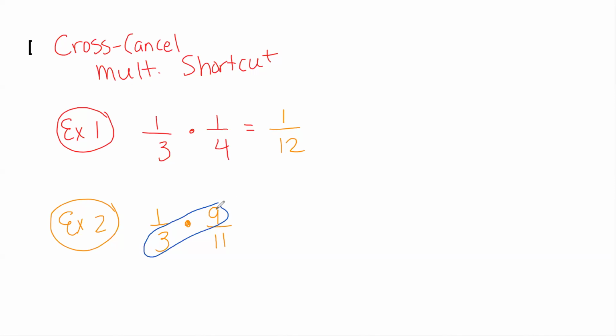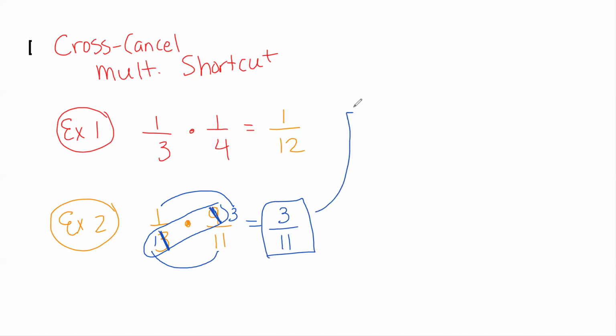So divide by 3. 9 divided by 3 is 3. So take your 9, scribble it out, and put a 3. And do the same thing with the other crossway. The other number there was 3. 3 divided by 3 is 1. Take it, scribble it out, and write a 1. And now go right across the top. 1 times 3 is 3. 1 times 11 is 11. Answer. Now you do not have to do that. Let me put the same question up here. It was 1/3 times 9/11.